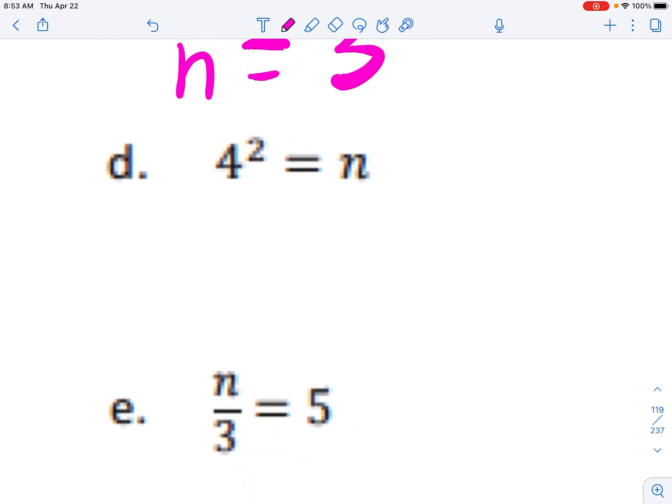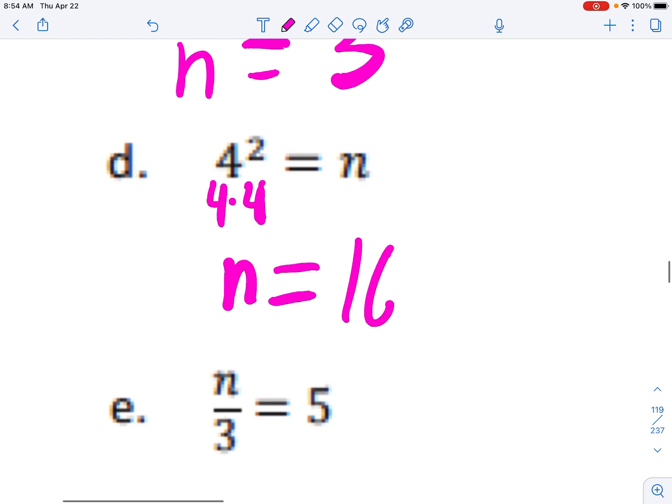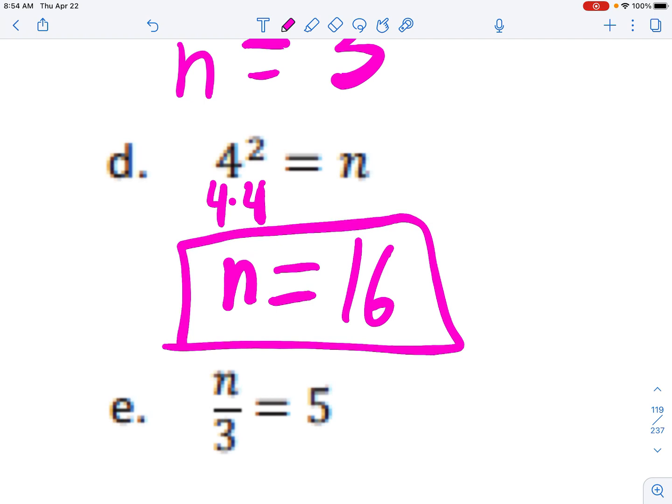So now, letter D is really easy. All we're doing is completing the answer. 4 squared is equal to n. So now, what does 4 squared equal? That is 4 times 4, which is 16. And that is my final answer.